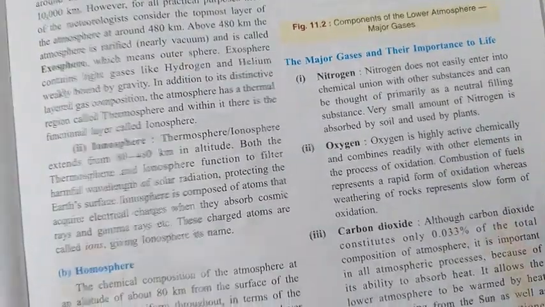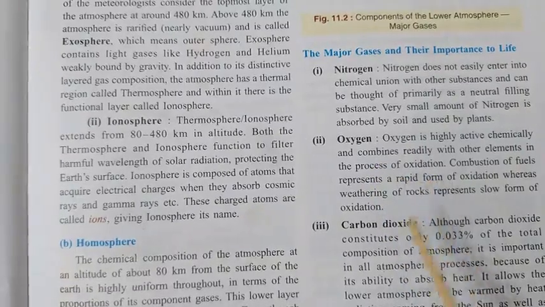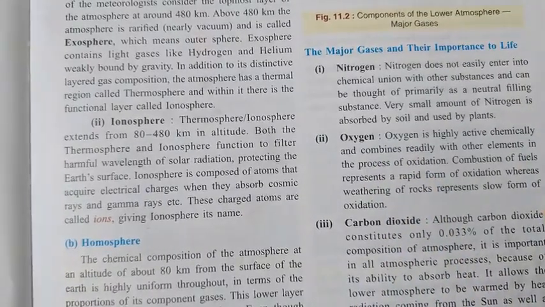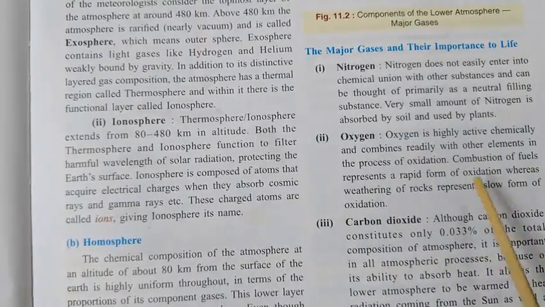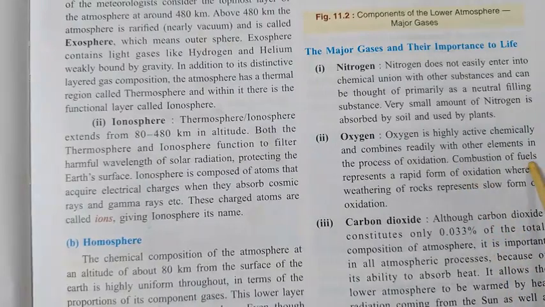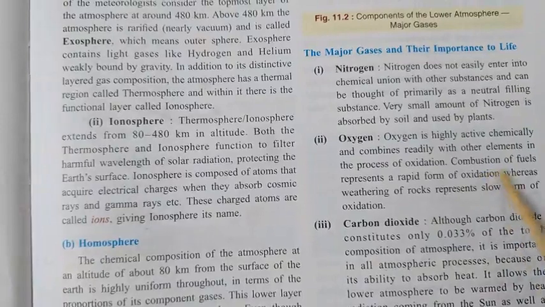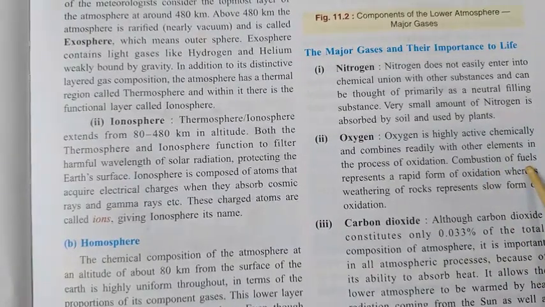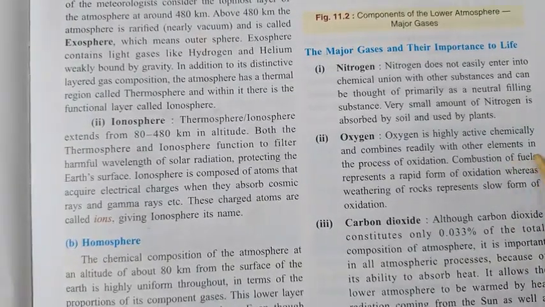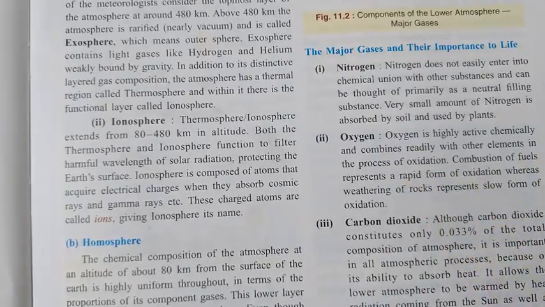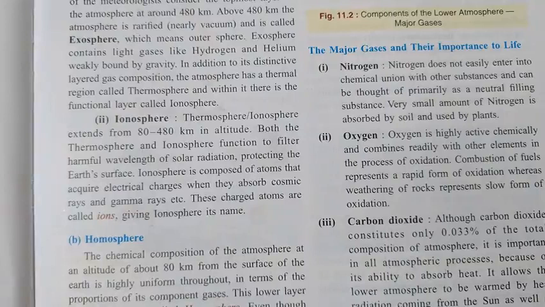Well, but here if you find, oxygen is a very highly combustive gas. It helps in what? Combustion of fuel. Without the presence of oxygen, it's impossible for the combustion of fuel, right? So it represents what? The rapid form of oxidation. Oxidation means, what is the meaning of oxidation? All of you must be knowing. You have studied in chemistry, when oxygen reacts with another substance.